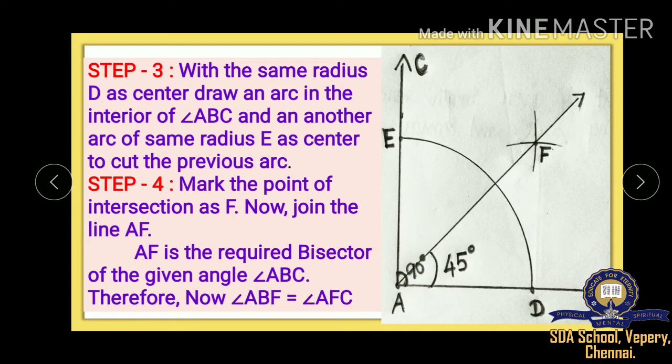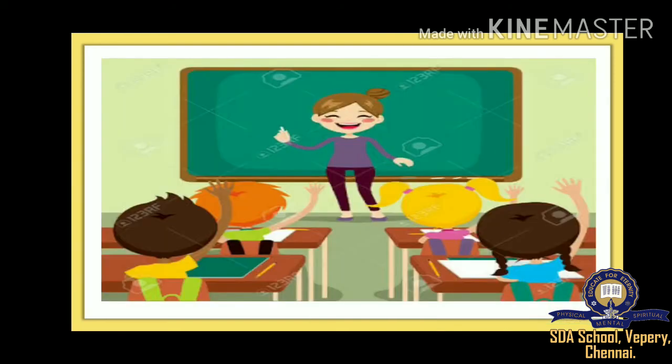Finally, we will check these two are equal, right? So, take a protractor and keep the midpoint as A. You check whether it is 45 degree. Yes, this is 45 degree. Now our geometry is correct. Are you clear, children? Children, I hope you are clear and understood how to construct the angle bisector of a given angle, right?